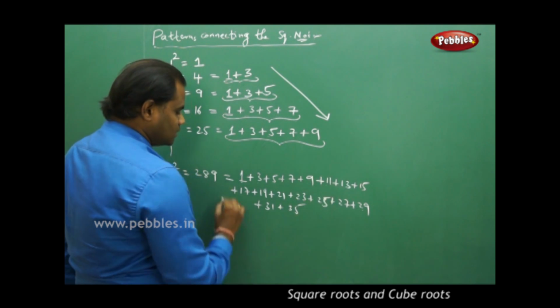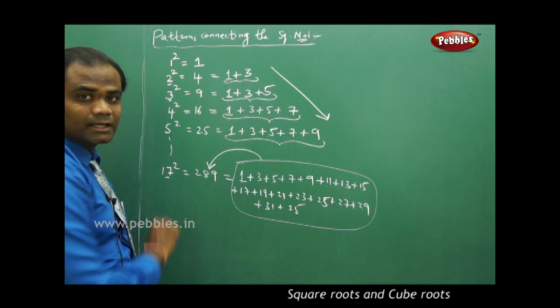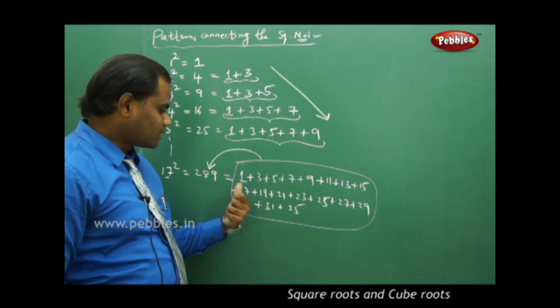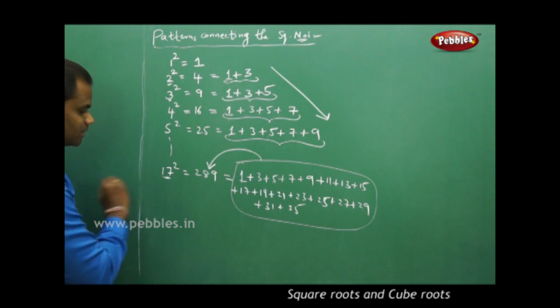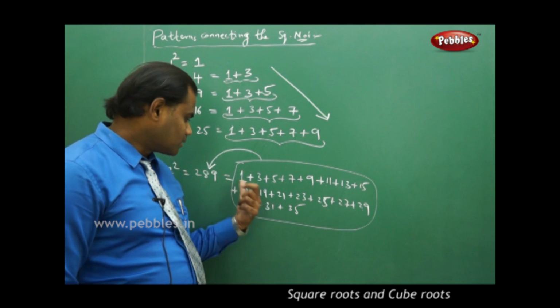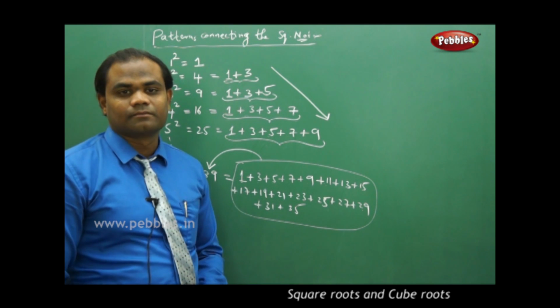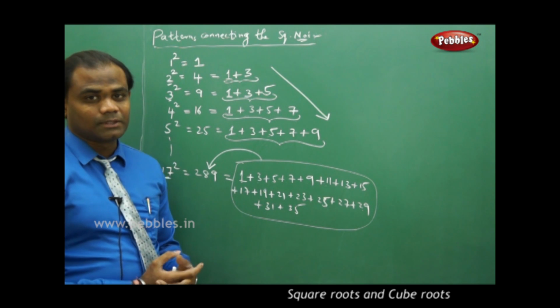33 and 35. So these are the set of numbers which, when added, starting from the odd number 1 and ending with 35, would give me 289. Because the base number is 17, I have exactly 17 numbers which are added here, starting with 1 and ending with 35. So this is how I understand the square numbers connected with the pattern.